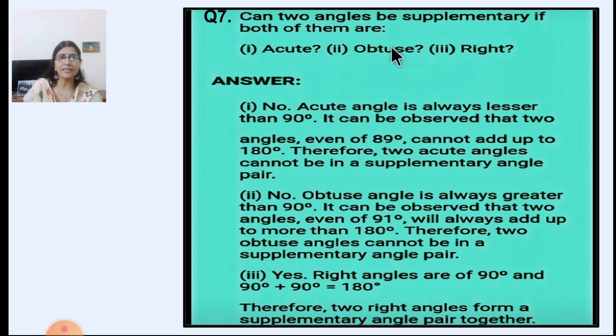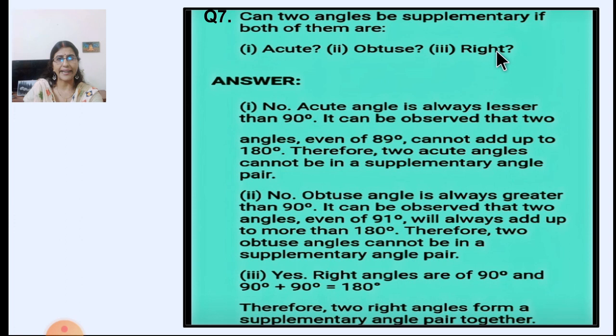So let us take the next one, obtuse. That is also no. Why? Because an obtuse angle is always greater than 90 degrees. So it can be observed that two angles, even of 91 degrees, will always add up to more than 180 degrees. Therefore, two obtuse angles cannot be a supplementary angle pair.